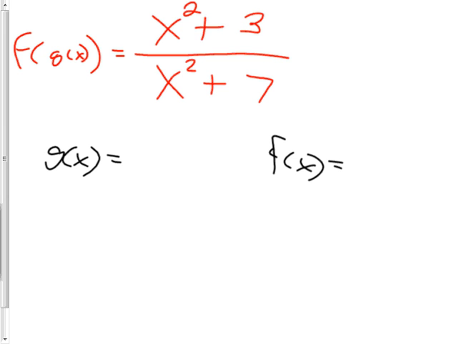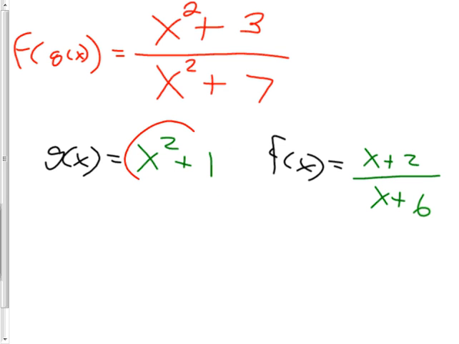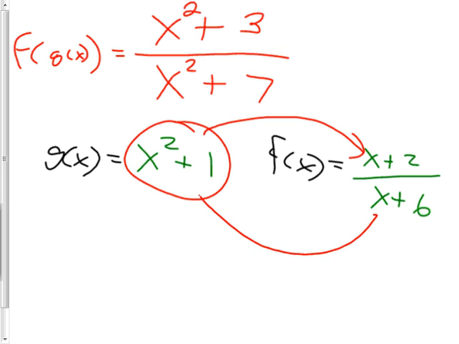Mr. Rye? X squared plus 1, did you say? That's not what I expected, but it can work. Okay, then what's f of x going to be? Nice. Because when you put this function into this spot and that spot, you'd end up with x squared plus 3 on top, and x squared plus 7 on the bottom. It works.